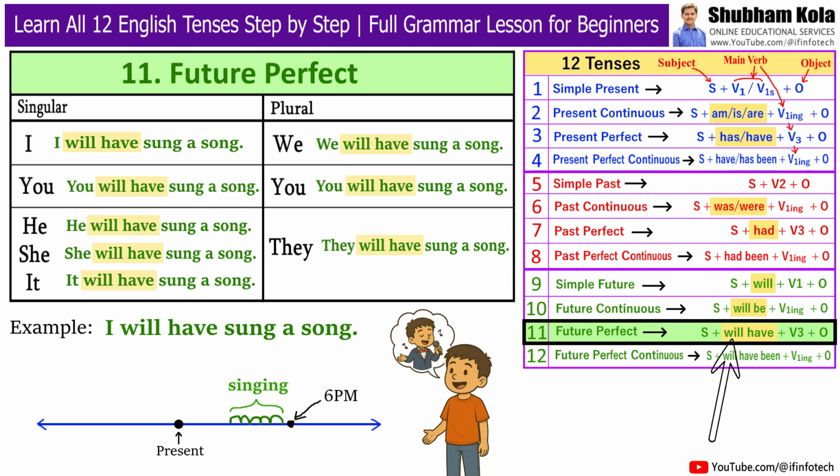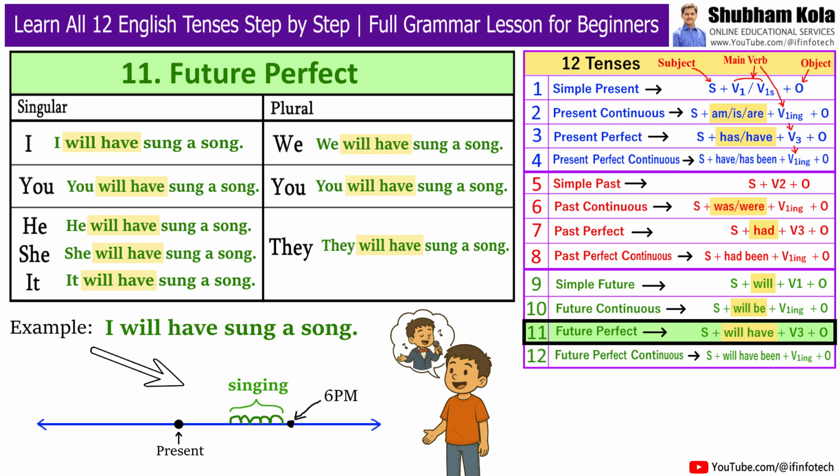Structure of the sentence will be will have plus V3 form, which is sung. This is called future perfect tense. It is used when you want to show that an action will be completed before a certain point in future. And it is used when you are focusing on the result or completion of the action.